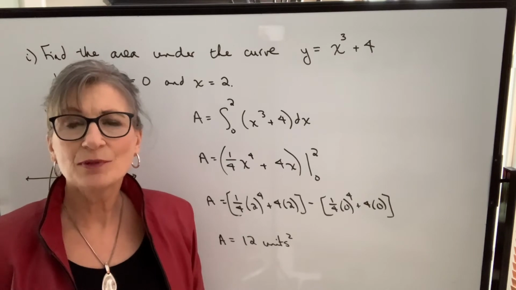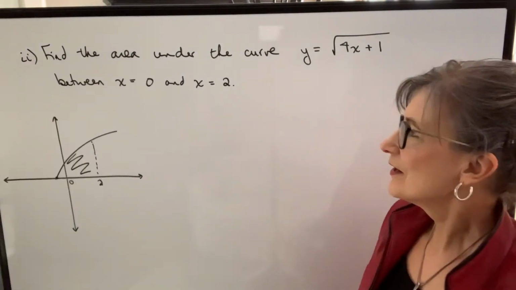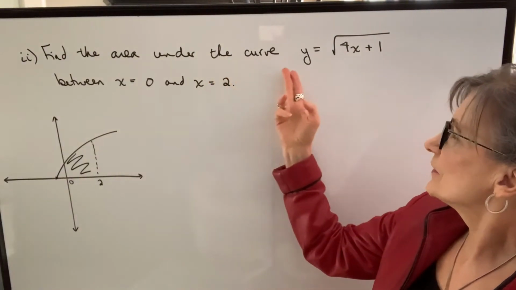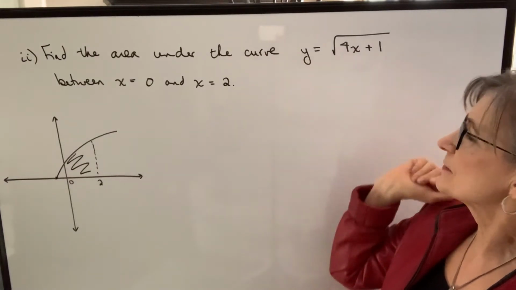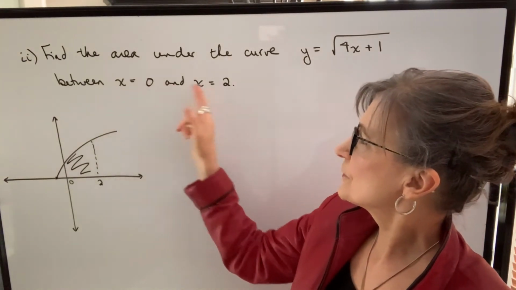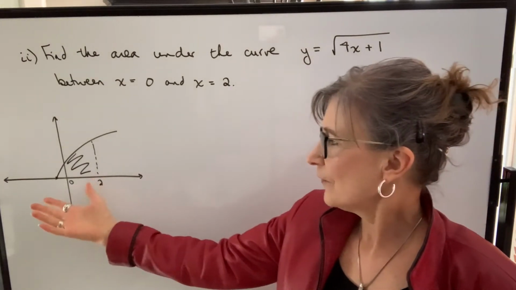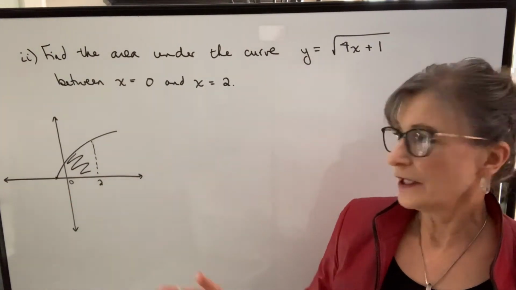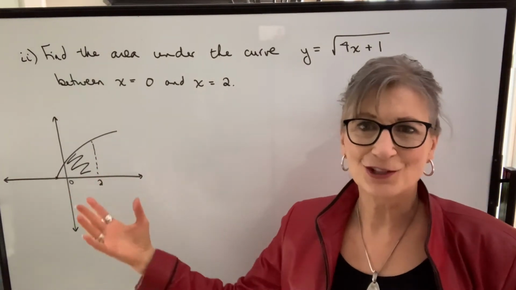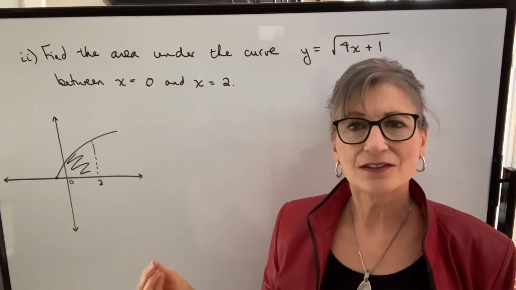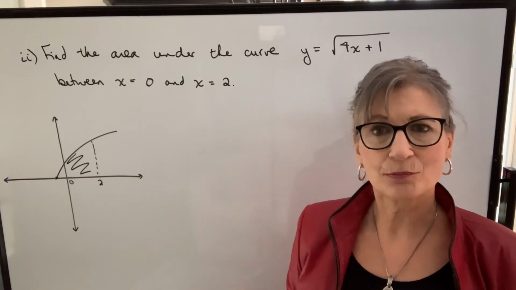Let's do one more example, and this time we'll do a power function. Our next example asks us to find the area under the curve of y equals the square root of 4x plus 1 between the x values of 0 and 2. I have the graph drawn and the area shaded, but that's not going to be necessary. Just understand that in order for you to find the area, you set up your definite integral.